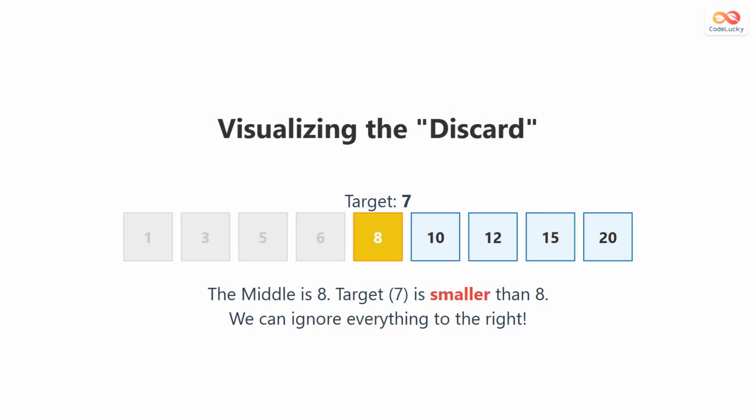But what if the number wasn't in the middle? Suppose we were looking for the number 7. The middle is 8. Since 7 is less than 8, we know for a fact that our target cannot be on the right side. We discard the entire right half in the middle. We only need to search the left side now.